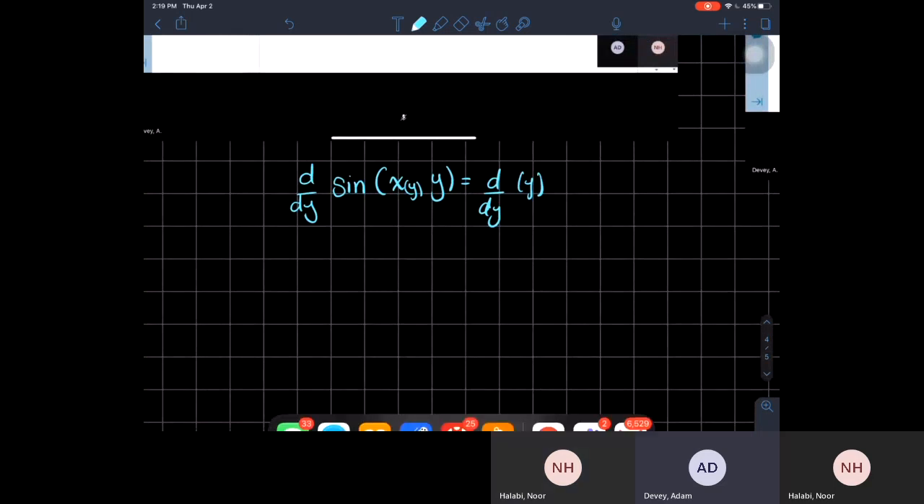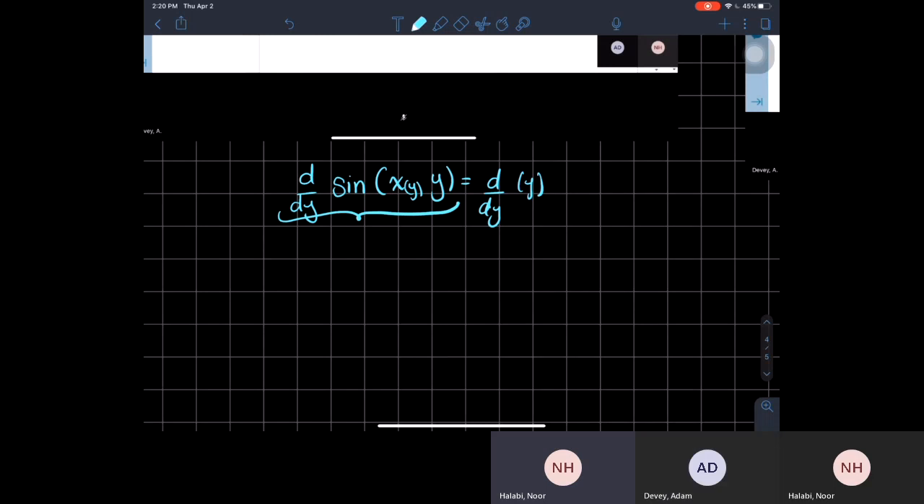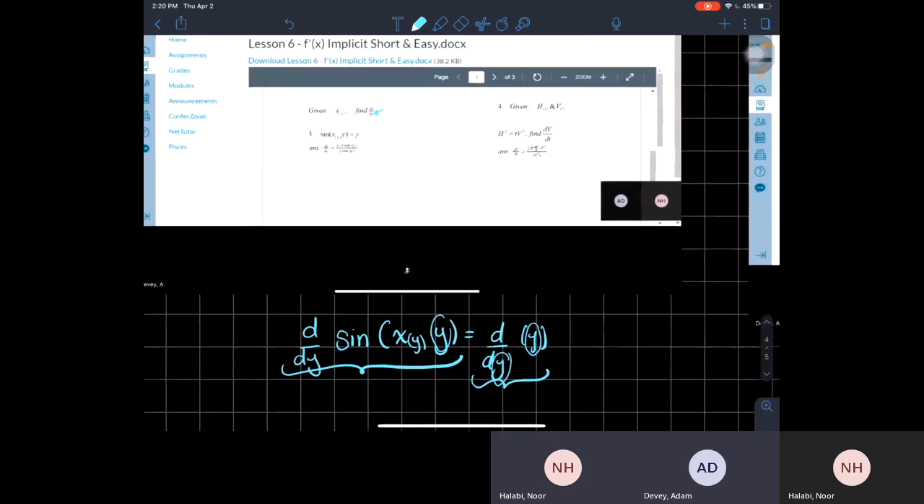Why did we put that, the d and then dy? Oh, that means I am taking the derivative of this side with respect to y, and of that side with respect to y. So would that be the same as brackets or no? I think it is. It's also notation.